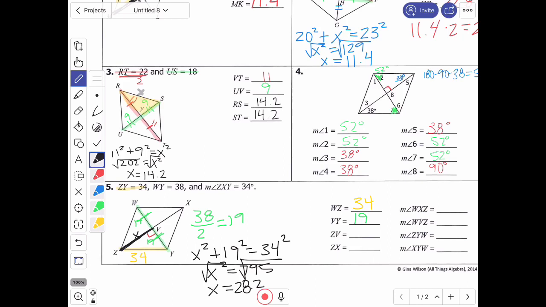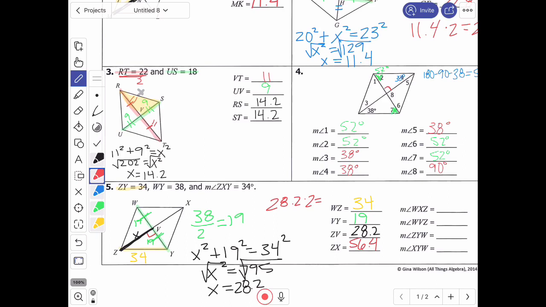So that means ZV is 28.2. Next, I'm finding ZX. So ZX is this entire diagonal. So if I know what 1/2 of the diagonal is, I'm going to double it to find the whole diagonal. So 28.2 times 2, and I get 56.4. Alright, so that's just the side.